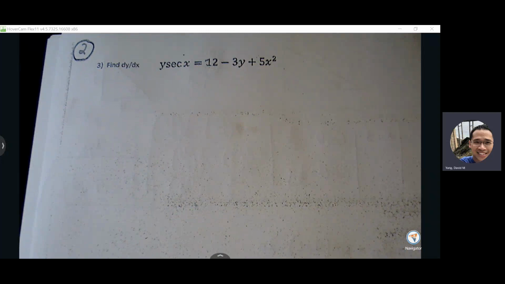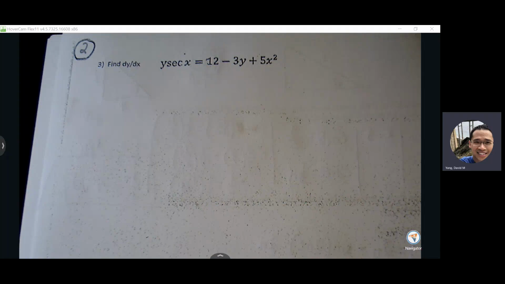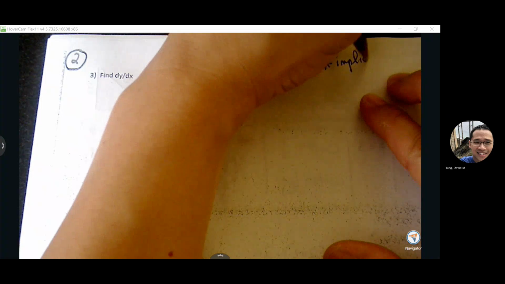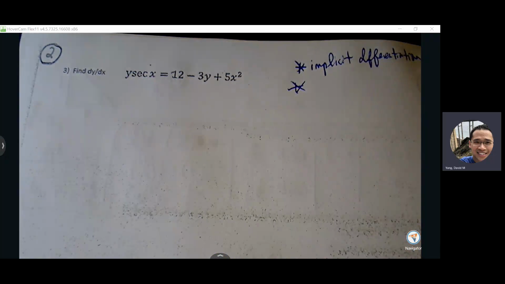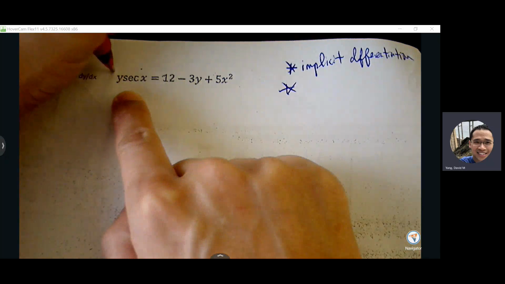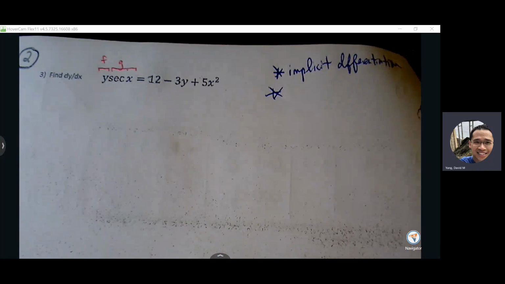Find dy dx. We know instantly that we have to involve implicit differentiation, because anytime you see y's mixed into the equation, or y not by itself, or y attached to something else, we got to do implicit. We got to collect our dy dx's. Okay, so anything else stand out that we have to involve besides implicit? Product rule, yep. That y secant x, to recognize these as two separate terms that are being multiplied, we got to go through product rule.